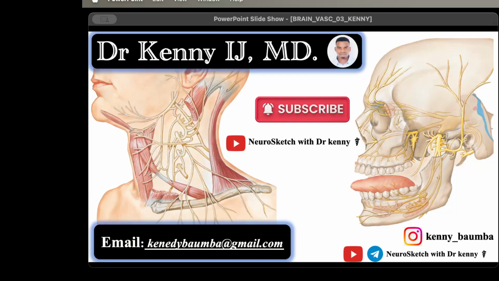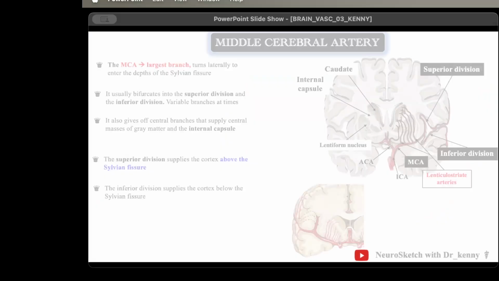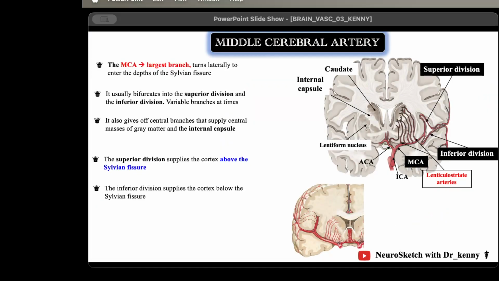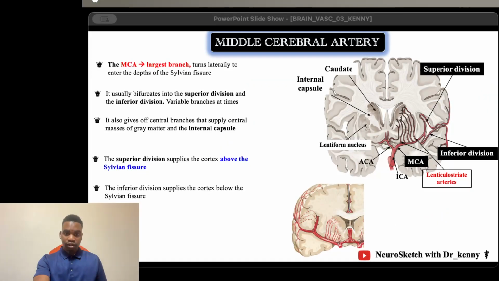The middle cerebral artery is one of the branches of the internal carotid artery, but it's the biggest branch of the internal carotid artery. So remember, the internal carotid artery will terminate by forming two terminal branches. That will be the anterior cerebral artery and the middle cerebral artery. So the middle cerebral artery is the biggest of the branches of the internal carotid artery.